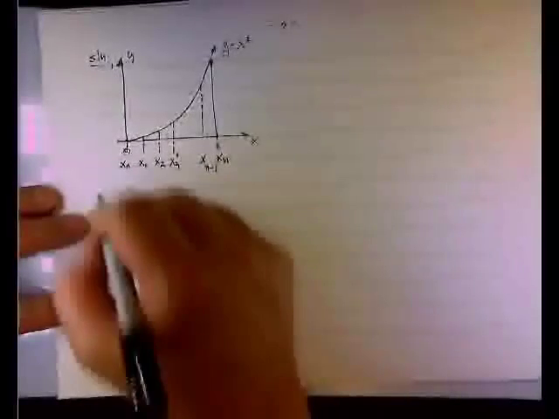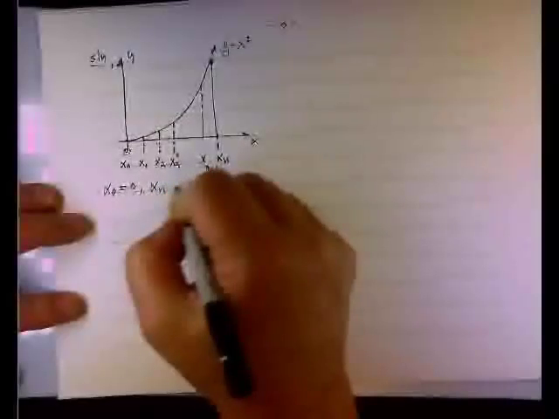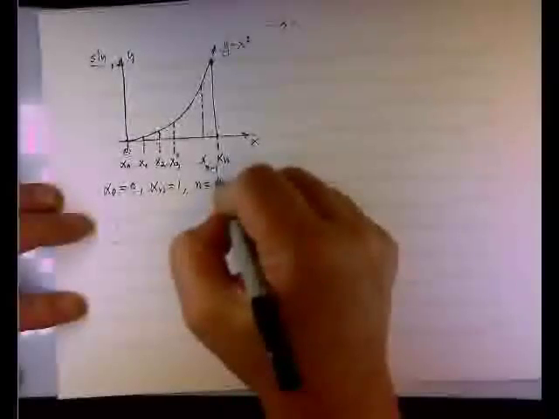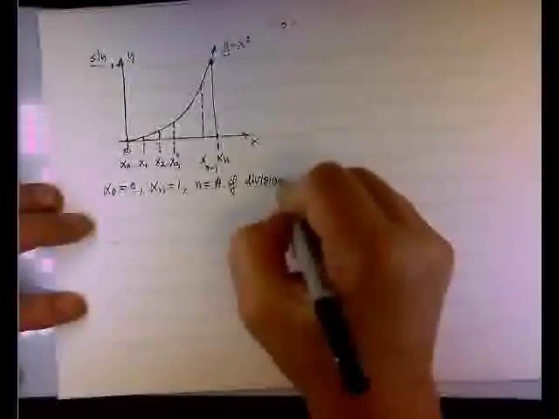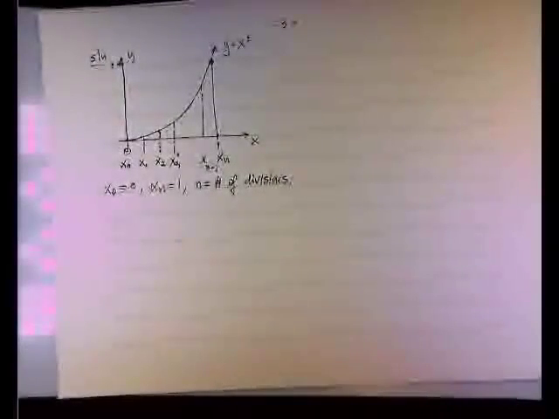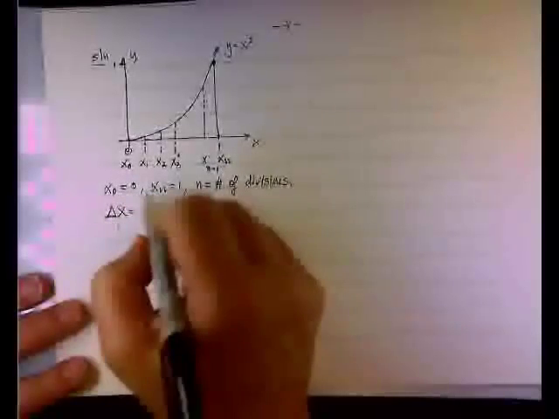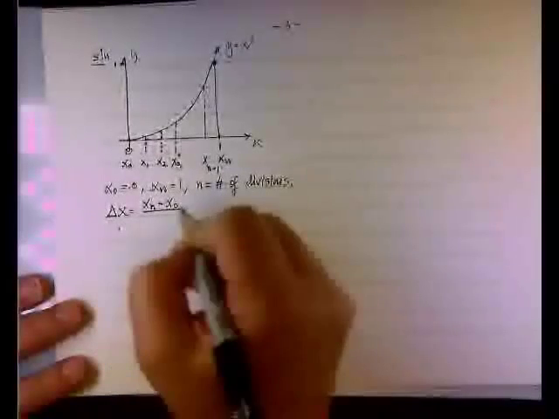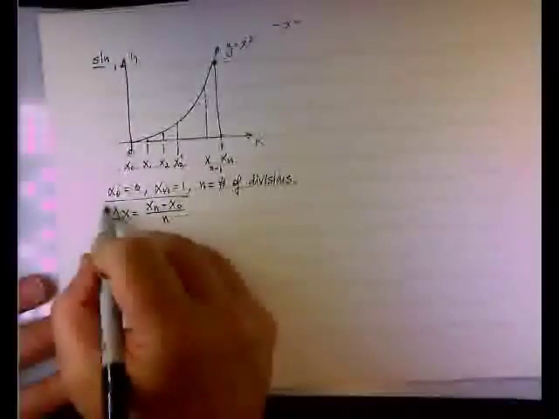And we're going to say the following. This is what we know. We know that x sub 0 equals 0. We know that x sub n equals 1. And we know that n is the number of divisions or number of intervals. Now, if the intervals are equally spaced, then delta x is always the difference between x sub n and x sub 0, the final value minus the initial value, divided by n.